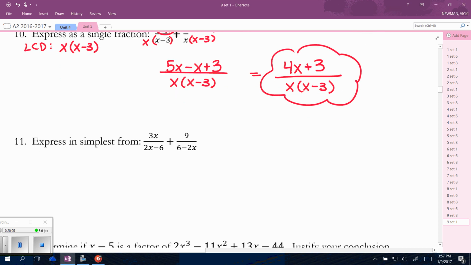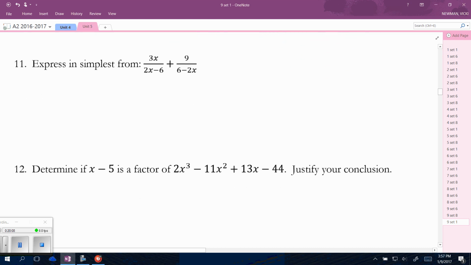Number 11. We saw this dirty trick a bunch of times in our notes, so I'm hoping you see it right now. When you look at 2x minus 6 and 6 minus 2x, I hope that you think to factor out a negative 1 in the 6 minus 2x, to make it 2x minus 6. Because now the common denominator is just what? Technically, I can put this negative 1 on the top. So the common denominator is 2x minus 6.